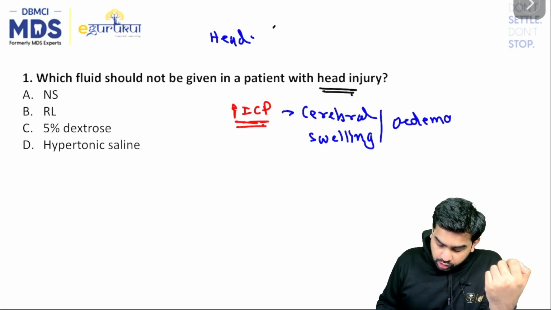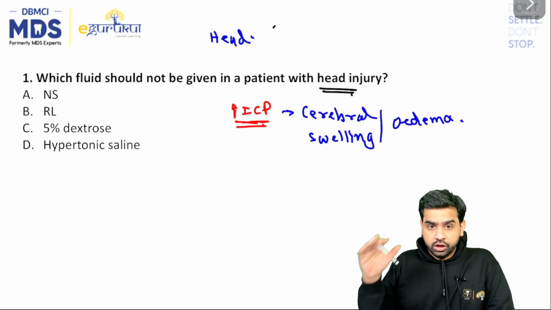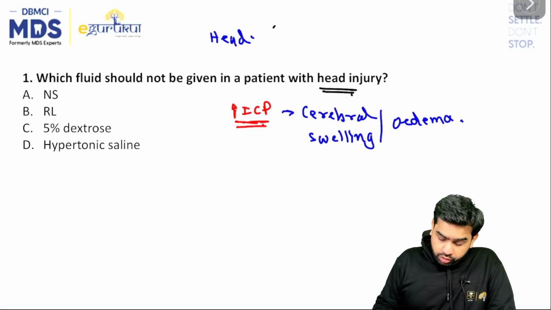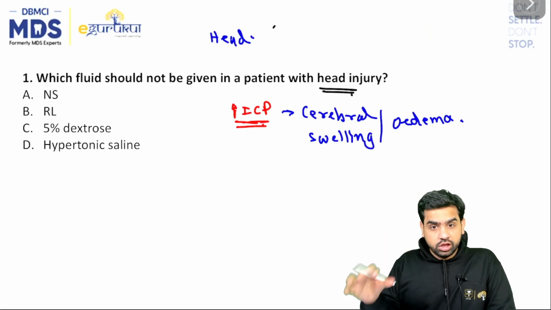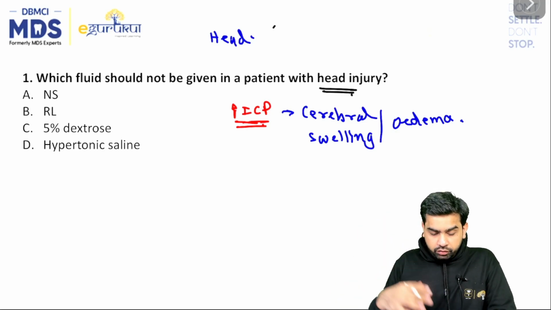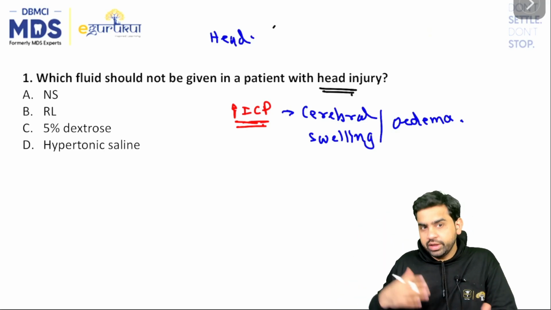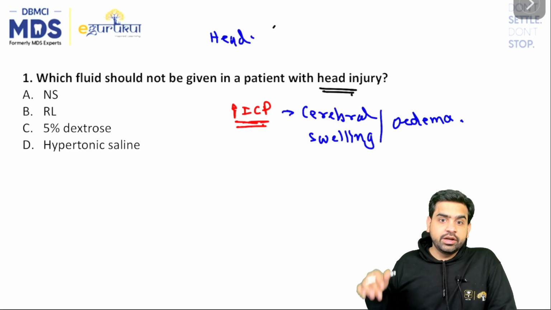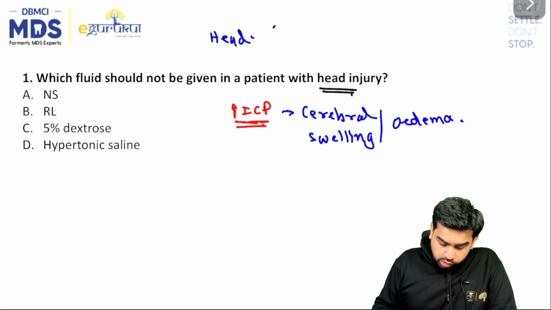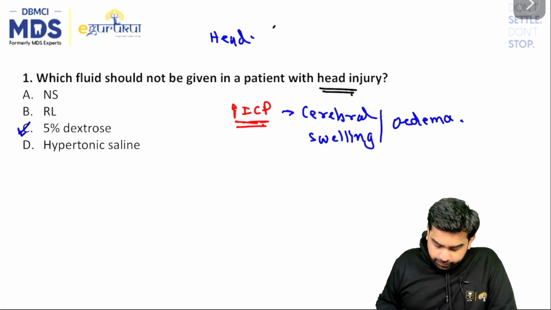You understand my point? In other words, this question is trying to ask you which of these IV fluids is going to increase the interstitial component. It is going to increase the tissue edema, the water which goes into the intracellular and the intercellular space. So the answer to this question is no doubt 5% dextrose.